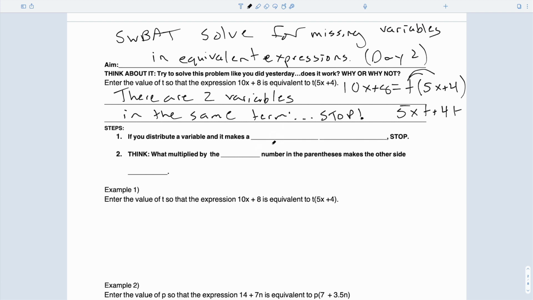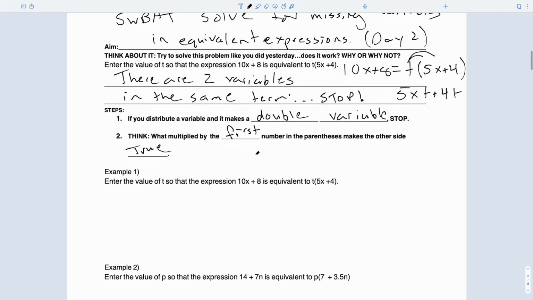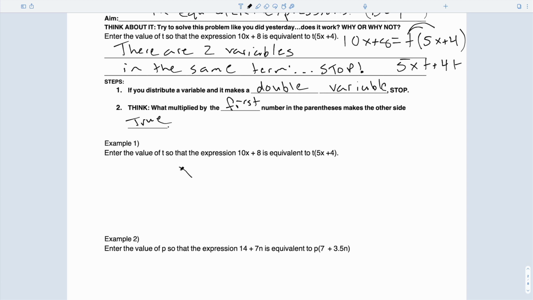Vienna, you can close it. And you distribute a variable, and it makes a double variable term. You're going to stop. And here's what you're doing. Colby was about to say this, but you're going to think, what would I multiply by the first number in parentheses that makes the other side true? Let's look at that same problem, Tony. It would, and that's what he was going for. And let's write this, and then we'll logically see that this just makes sense to be 2.